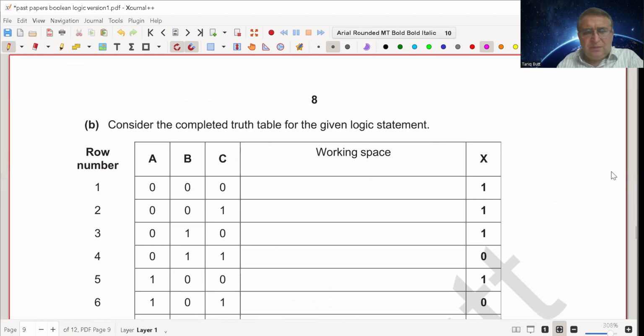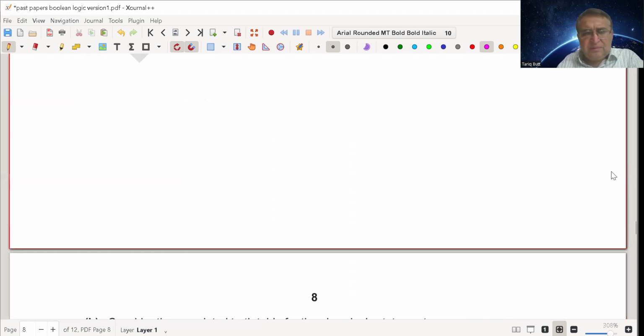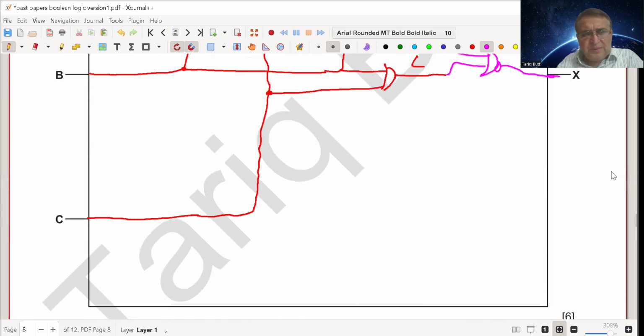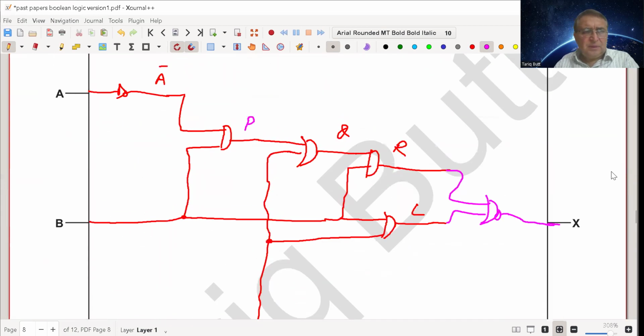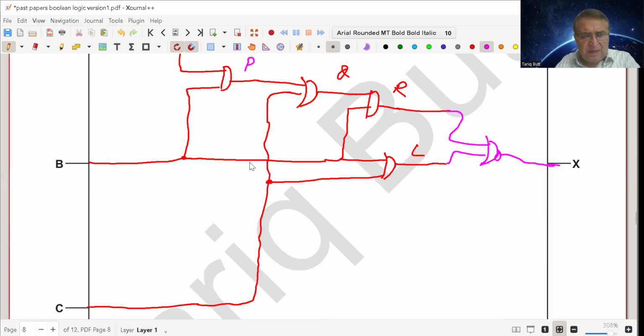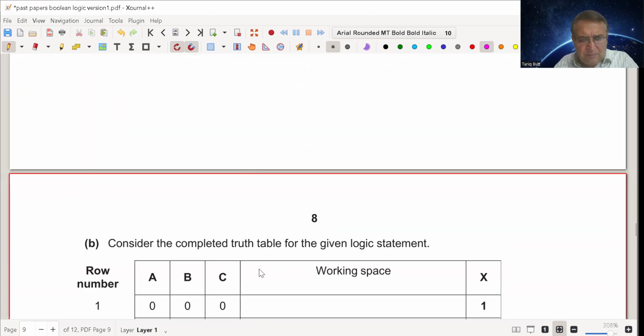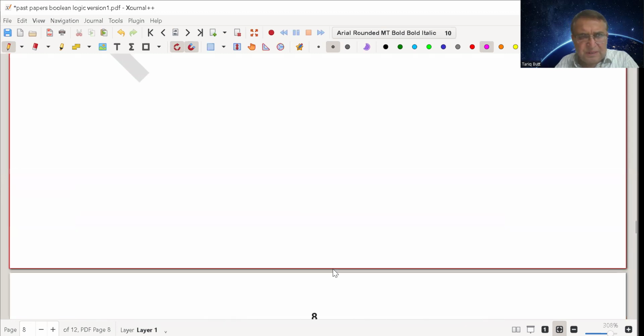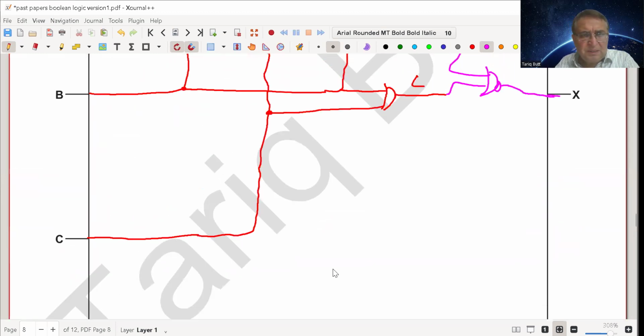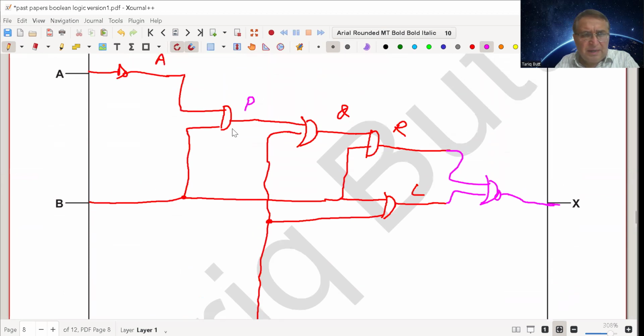Next, you're supposed to write down its truth table. Fine. So for that, we see what are the expressions which are required. So first of all, you need A bar, then P is A bar and B. So first write down A bar or not of A, and then P, which is A bar into B. Let's just write down those sub expressions.